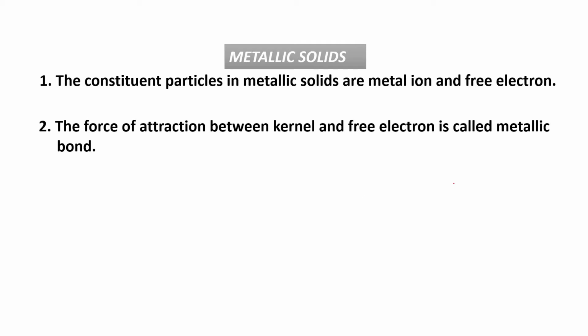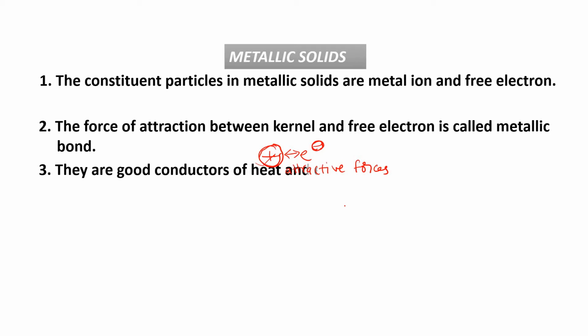Now what is a metallic bond? The bond present between the kernel and free electron. See, I am representing the kernel as a positive charge, and the free electron as a negative charge. Now both the negative charge and the positive charge get attractive forces between them. You are going to observe attractive forces here. So the attractive force present between the kernel and the electron is called metallic bonding.